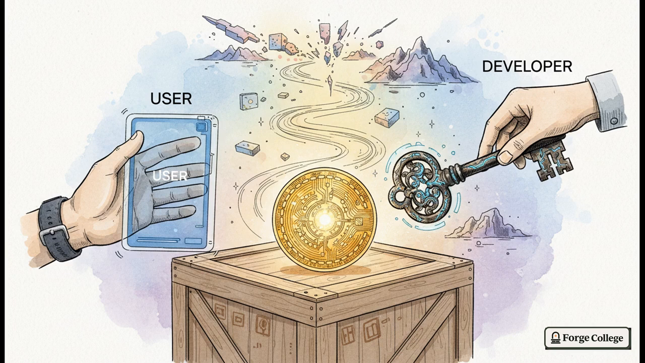But before you go, I want to leave you with one final slightly provocative thought to ponder. When you ship your token out into the wild, who really controls its destiny? Is it the user holding the coin in their wallet, or is it the developer holding the update authority keys?